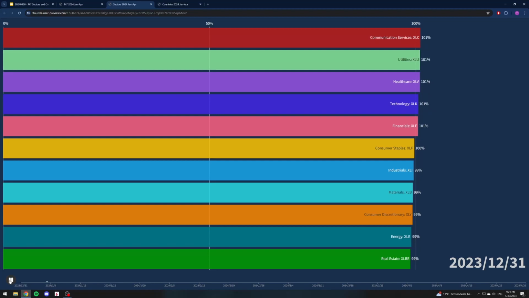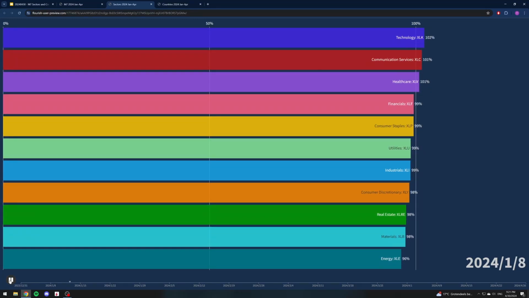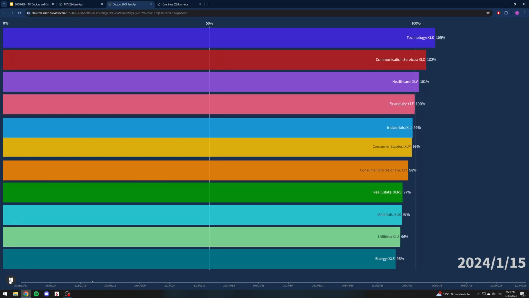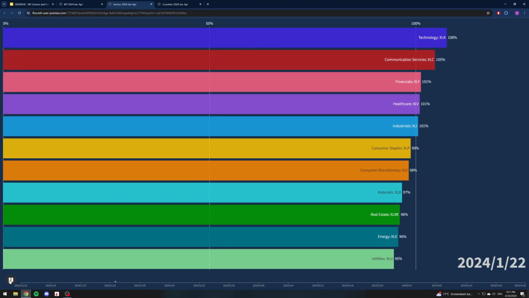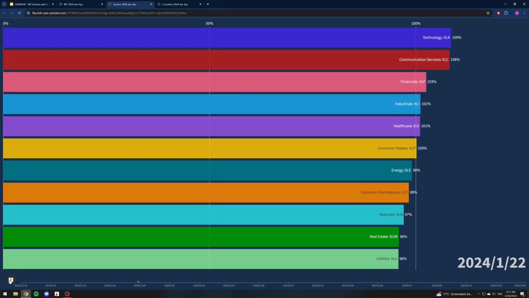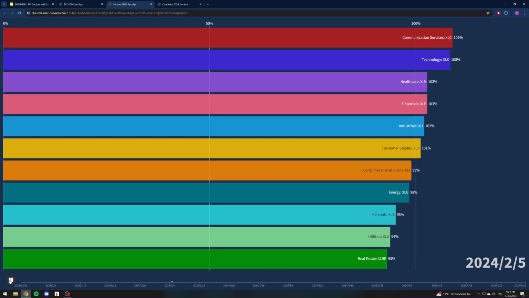Because all the sectors entail quite a lot of stocks, it's a little bit less volatile than the stocks we saw before of the Magnificent Seven. You can see that energy and utilities are not doing so well, while technology is going up quite a lot, together with communication services. The Magnificent Seven are especially present in those two categories. You can see real estate is also not doing so well. It's now at 93%, so it went down 7% compared to the beginning of the year.